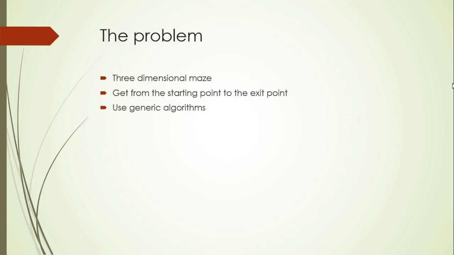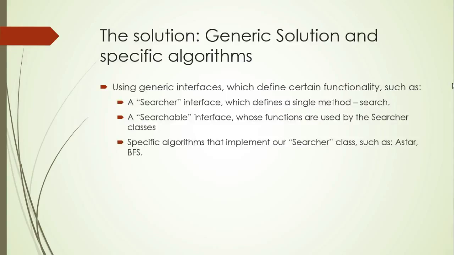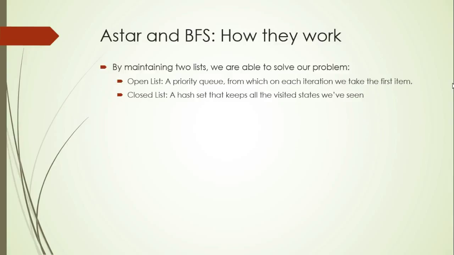In our example, it was a three-dimensional maze. To solve such an abstract problem, we use generic classes and interfaces which define certain functionalities, such as a solver interface, which had one function, solve, or a solvable interface, which defined several functions. To implement these interfaces, we used generic algorithms such as BFS or A*.